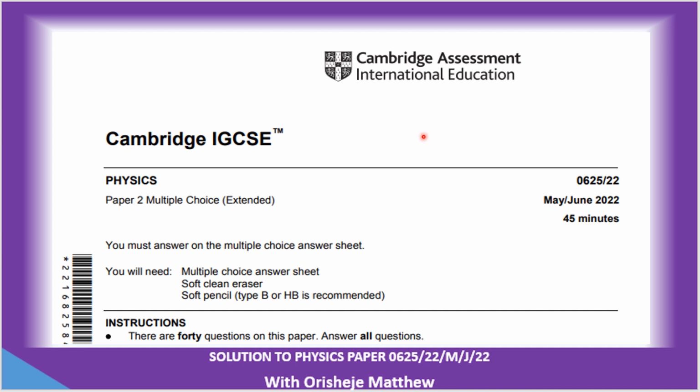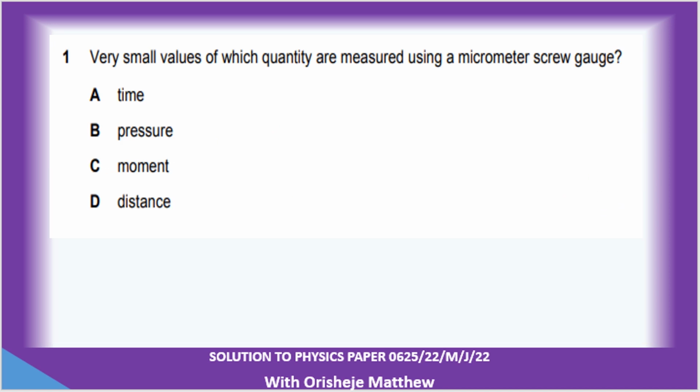So let's get started as we go through this paper. Right? So let's look at question 1. Very small values or quantities are measured using a micrometer screw gauge. So what is that? Not time, not pressure, not moment, but distance. So the answer is D.